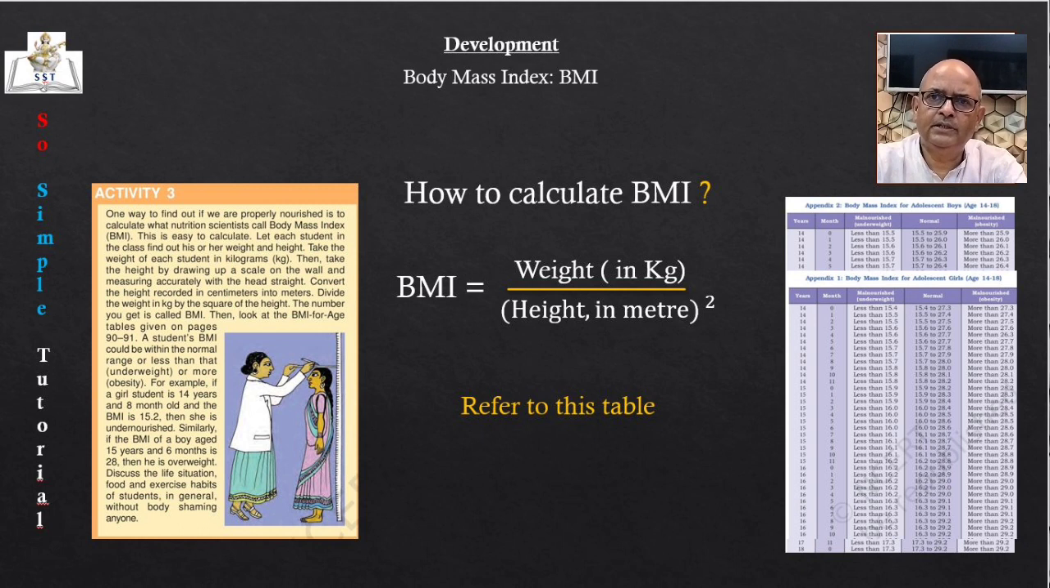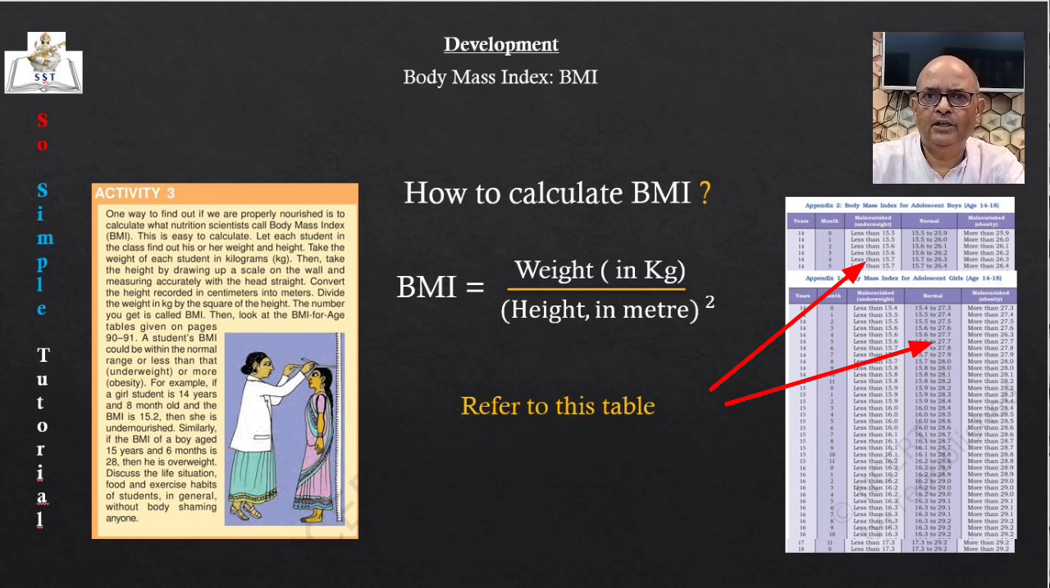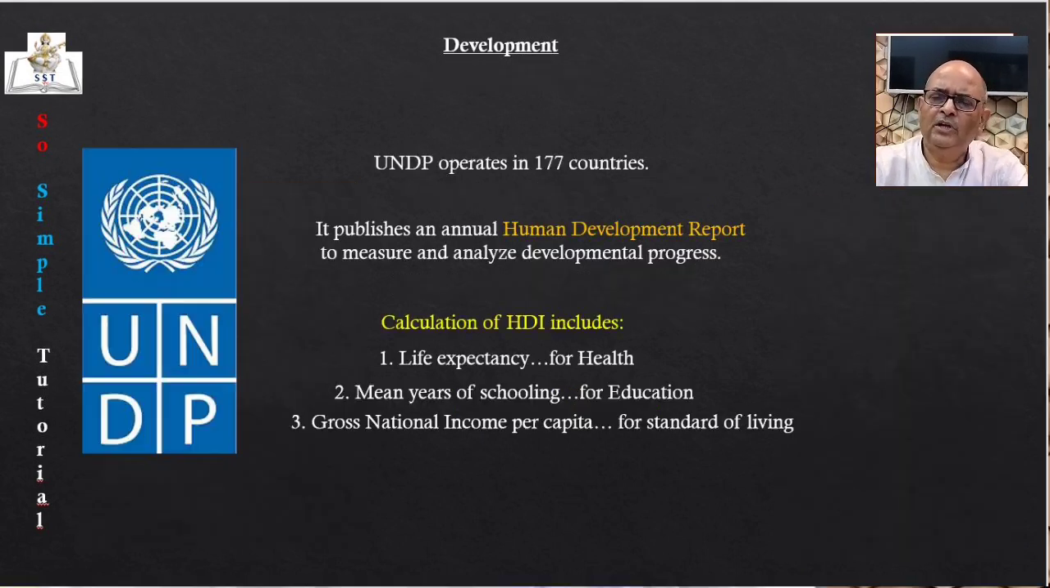How to calculate body mass index? Take the weight of the person in kg, then take the height in meters. Divide the weight by the square of the height. The number you get is called BMI. Then refer to the BMI for age table. That will tell you whether you are underweight, normal or obese. Understood? Now let us come to Human Development Report.